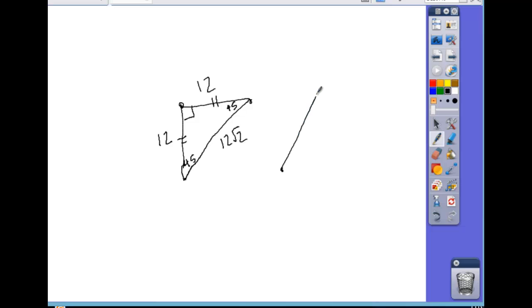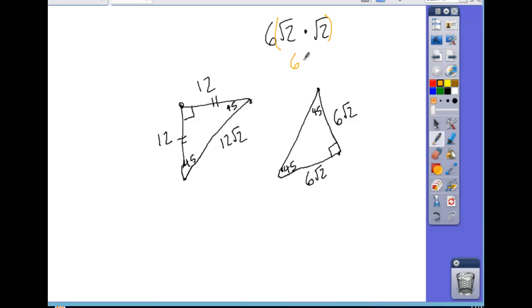Now, not only that, but we can deal with stranger situations as well. If we have 45, 45, 90, and we have something like, oh, I don't know, 6 root 2 on a side, well, then we know this is 6 root 2, and we simply need to multiply by the square root of 2 to get the hypotenuse. So we can do that right here. 6 root 2 times the square root of 2. We can multiply these radicals together. We know that square root of 2 times square root of 2 is 2. So this is just 6 times 2, so that we would have simply 12 here as our hypotenuse length.